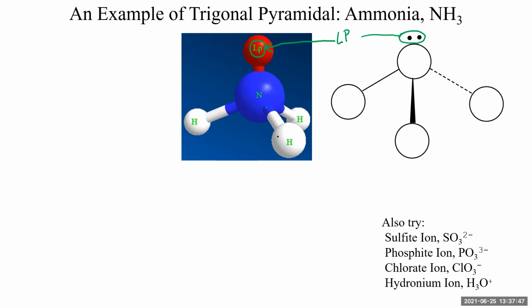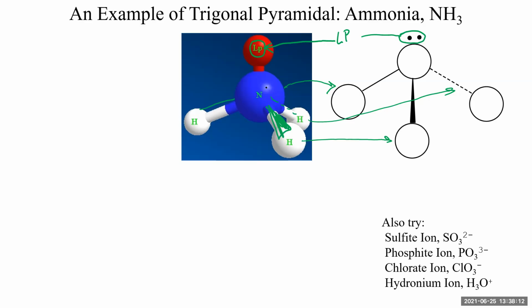Again, we have our wedge, which corresponds to this over here. We have our dash, which corresponds to this one over here. And of course, we have our in-plane hydrogen, which is this one right here. So this is just a nice pretty picture.